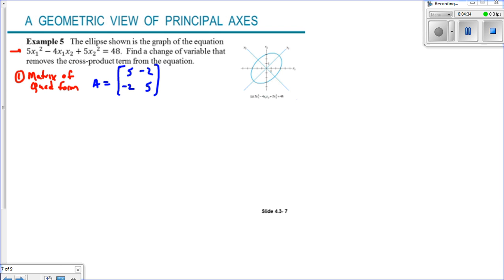So now I need to find the change of variable, which will be x equals Py, but to do that I've got to find P, the orthogonal matrix that will orthogonally diagonalize A. So let's go over and find the eigenvalues for A.